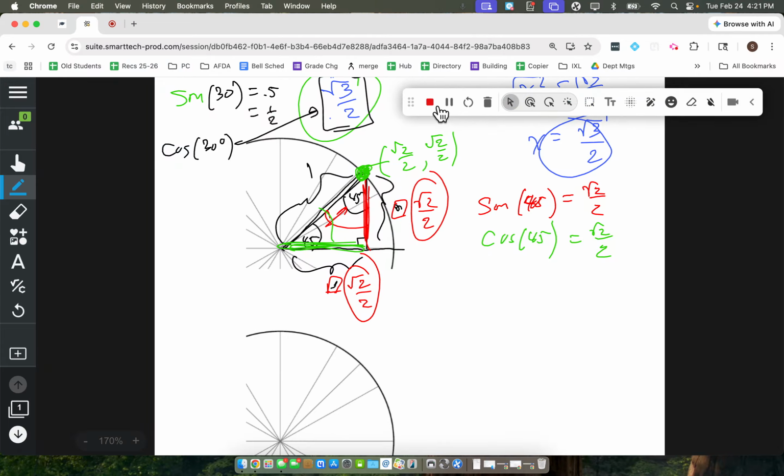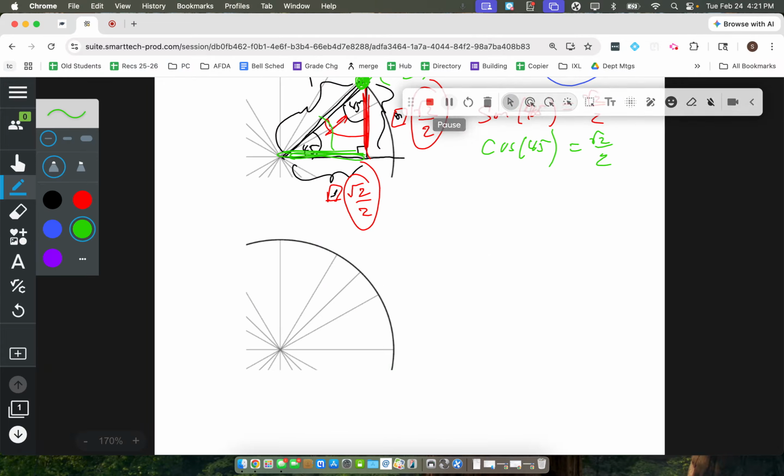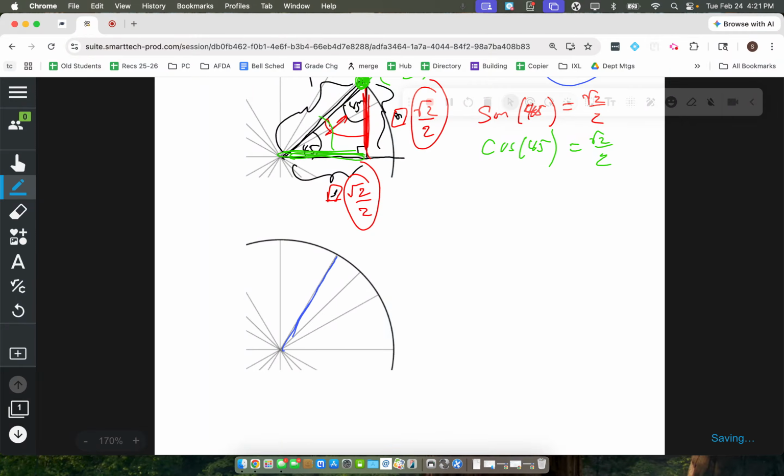Last. I want you to look at this angle right here. Okay, that's formed from the terminal side. This angle is 60, which makes that angle 30, but we don't care about this angle because this is not a reference angle.